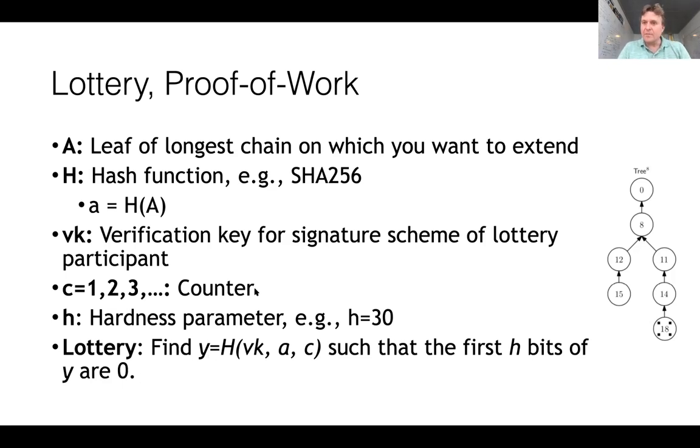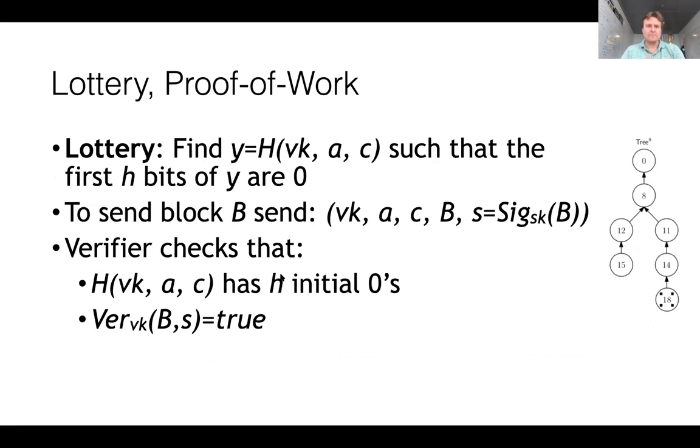Then what do you do if you win the lottery? Well, you won it by finding some counter such that when you hash your verification key and the address here, this Y has 30 zeros on it. Now you want to extend with a block down here, and you want to avoid man-in-the-middle attacks, where you send one block and someone changes the block. So you sign it, and you sign it with the secret key that corresponds to the verification key that you used to win the lottery.